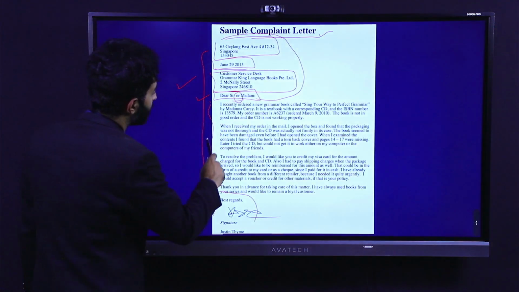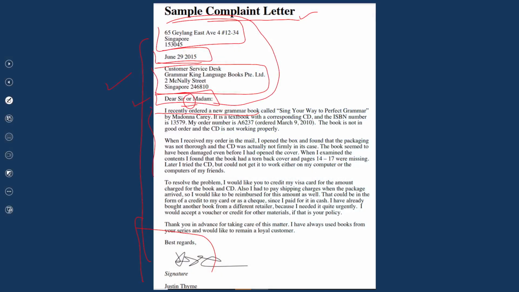Let's read it. I recently ordered a new grammar book called Sing Your Way to Perfect Grammar by Madonna Carey. It's a textbook with a corresponding CD and the ISBN number, the international standard book number, and the number is mentioned. My order number is XYZ, ordered on March 9, 2010. The book is not in good order and the CD is not working properly. So in the first paragraph, the writer of the letter mentioned the purpose and the whole issue in the opening paragraph.